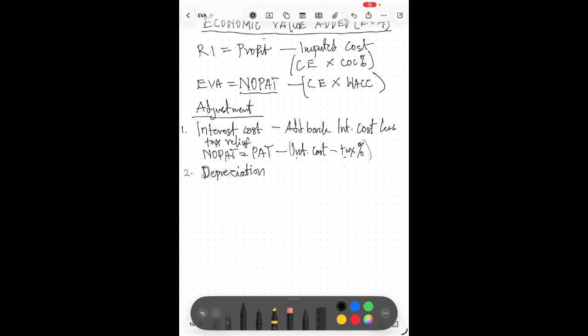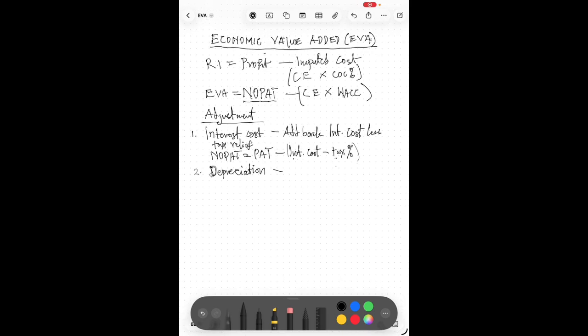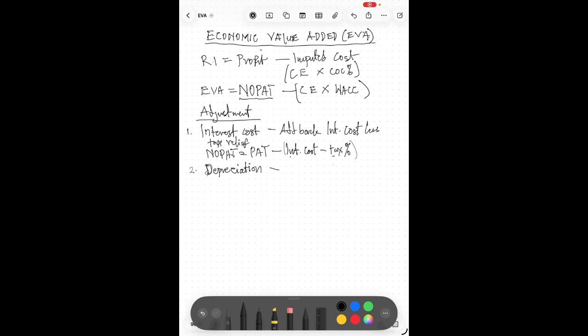Depreciation, you add back because it has been deducted before arriving at the profit after tax. So for your depreciation, you should add it back. What it means is that it will be something like this. Also for depreciation, we add back depreciation that has been deducted and deduct economic depreciation.